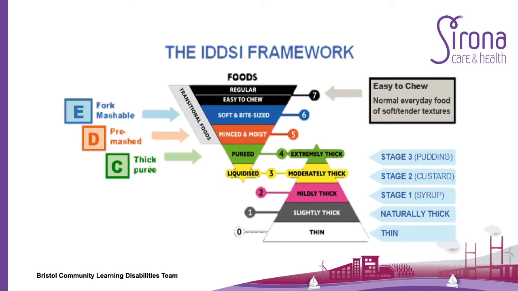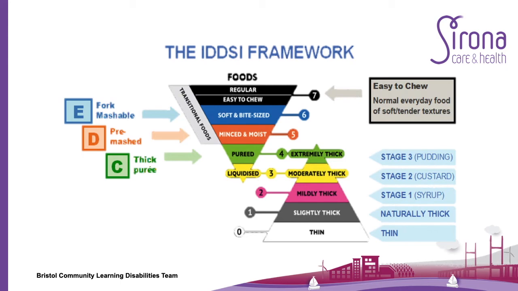At the top, Level 7, regular and easy to chew foods, are how we used to describe a normal or soft diet. Level 6, soft and bite-sized, corresponds to the previous Texture E diet, known as fork mashable. Level 5, now known as minced and moist, used to be called Texture D, pre-mashed food.